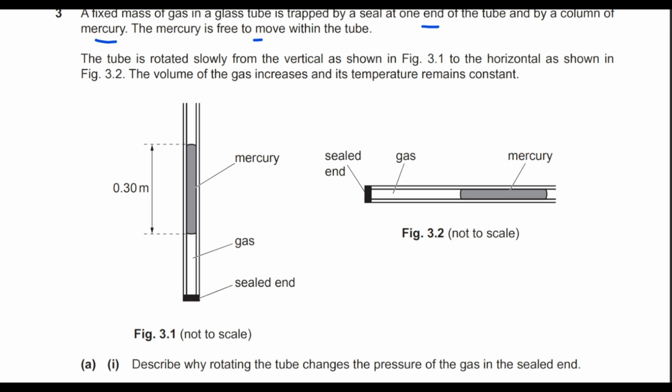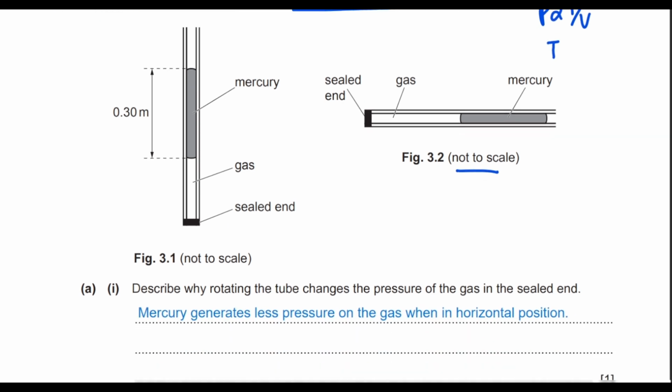And he says not to scale so that you don't start taking measurements from the diagram. Don't put a ruler over here and start taking measurements. He's going to stop you from doing this. That's why I mentioned not to scale. The volume of the gas increases as temperature remains constant, which means that he does not want you to think about the temperature factor. He only wants you to compare the pressure and volume of the gas under these circumstances. So temperature is constant. It will not be discussed. It will not be thought about.